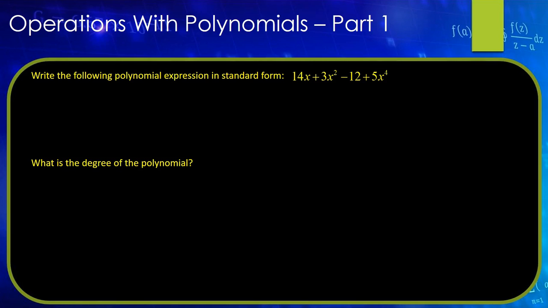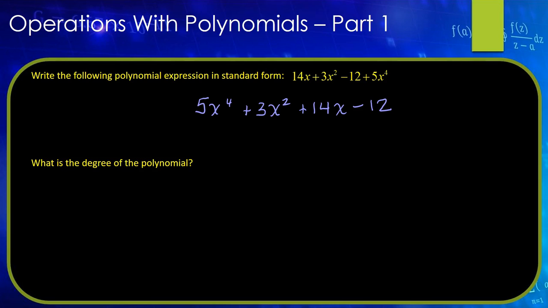So this one's asking you to write it in standard form. Again, I have to be aware of my powers of x. I see an x to the first power here, an x squared, a constant, which would be like an x to the 0 power, and an x to the fourth. So the x to the fourth should be written first, and it always goes in descending powers of x. So it would go the x to the fourth term, to the x squared term, to the x term, to the constant. So when I write this in standard form, it's going to be 5x to the fourth plus 3x squared plus 14x minus 12.